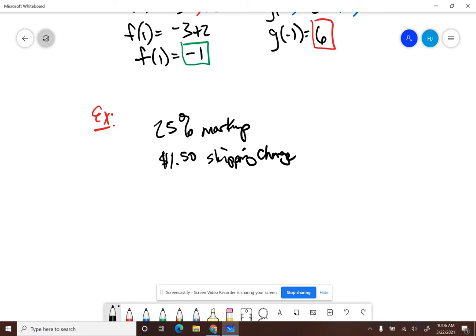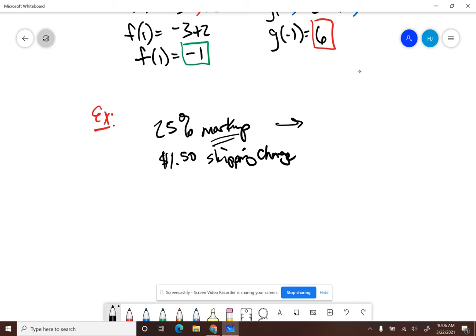So markup, obviously, when a store sells you a product, they have already bought it for one price, let's say $10. Well, then they don't sell it to you for $10, obviously, because if they do, they don't make a profit. So there is something called a markup. So this particular store is going to mark up by 25%, and then they also have to pass along to you a charge of $1.50 for shipping charge. So then let's write two functions that kind of expresses this. So let's do one function for the 25% markup.